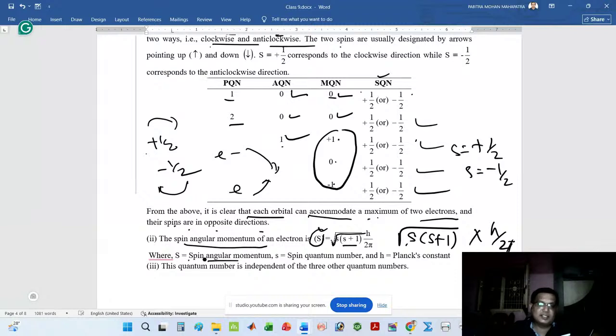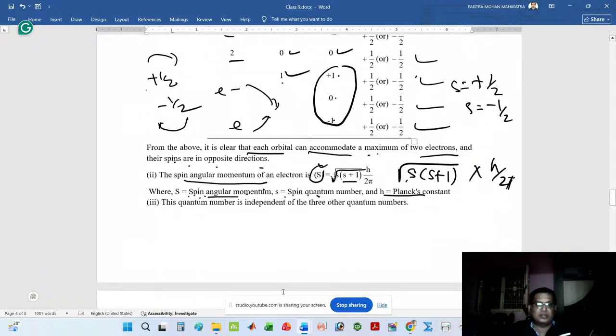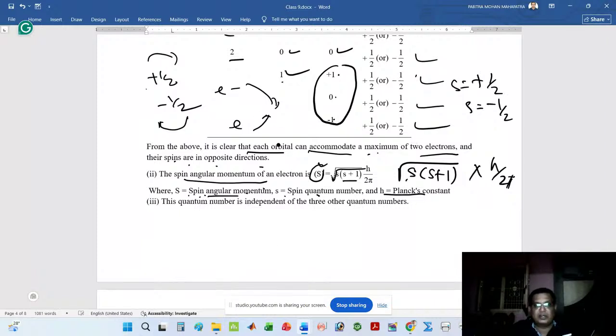So here I can write s is equal to spin angular momentum. That is your capital S. Small s is the spin quantum number. h is the Planck's constant. This quantum number is independent of the three other quantum numbers.